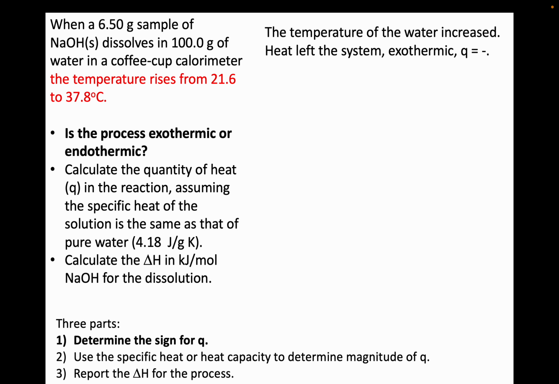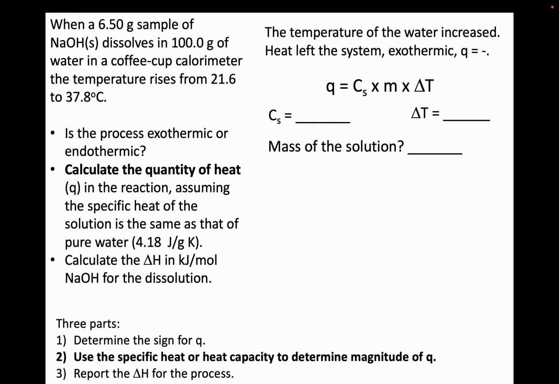For that, we can just look at the thermometer. I see that the temperature increases from 21.6 to 37.8. Temperature goes up, that's exothermic. So when we report our answer at the end, we want to have a negative sign. How about the amount of heat that's involved? We can use our expression involving the specific heat, the mass, and the change in temperature to determine Q.